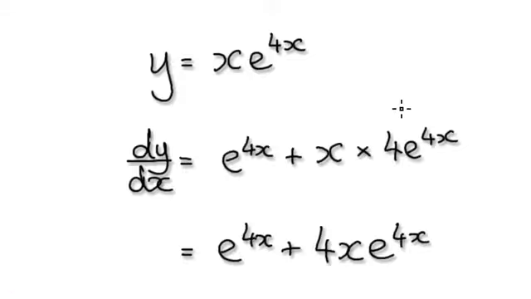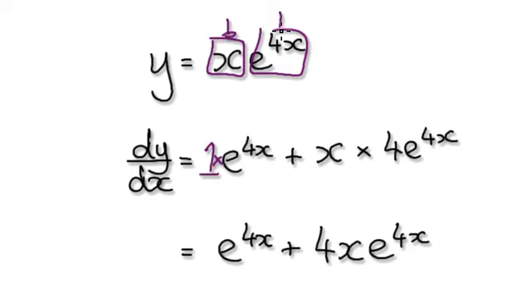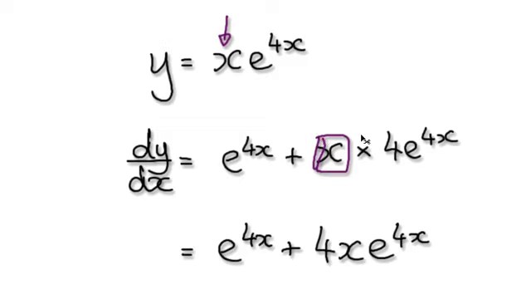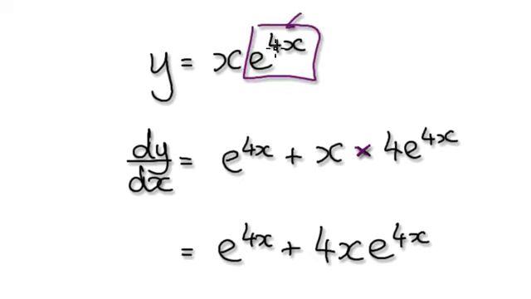Okay, so to do this here, differentiate this, leave this the same. So when you differentiate this, that would be 1 times, leave this the same, that's this being the same, and then plus, leave this the same, and then don't forget you've got to times it with the differential of this, which will be 4e to the same thing.